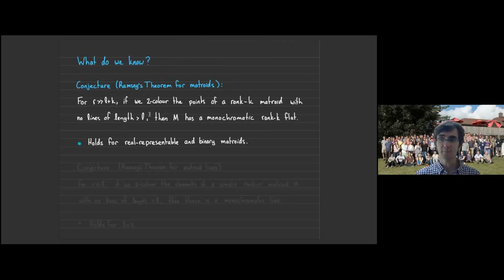Okay, so let me just finish off by summarizing some of the things we do and don't know at this stage. So we've got this Ramsey theorem for matroids. As I explained in the talk, it holds for real representable matroids for fairly straightforward reasons, and for binary matroids also for fairly straightforward reasons.